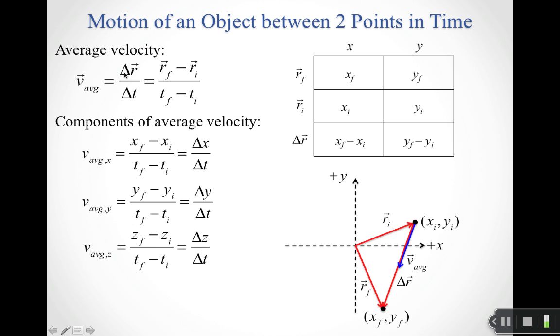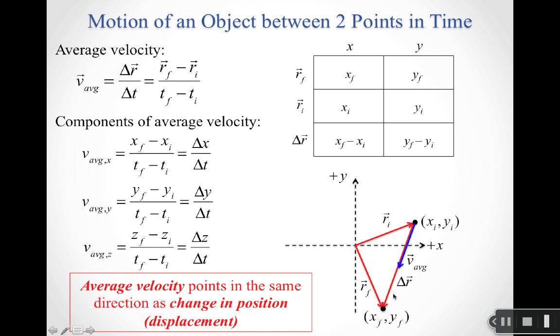Now, the other thing to notice here is, again, that you can think of this as taking a vector and multiplying it by a scalar. That scalar happens to be 1 over delta t. Since delta t is always positive, 1 over delta t is always positive. So what this means is I'm multiplying my displacement vector by a positive scalar to get the average velocity. That tells me that the average velocity and the displacement have to point in the same direction.